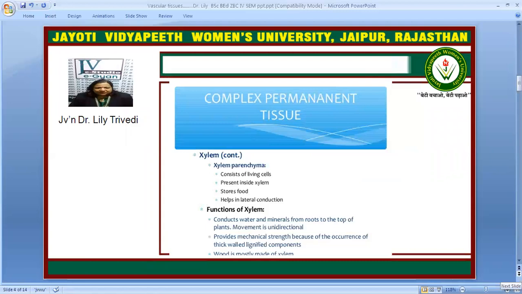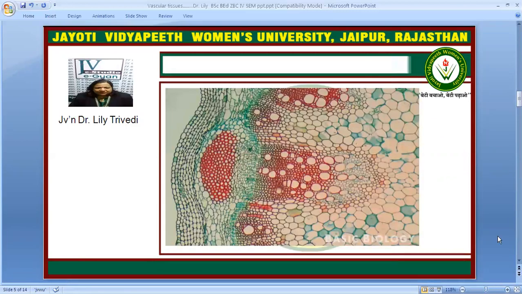So the function is mainly conduction of water from the root to the top of the plant. The movement is unidirectional and it provides mechanical strength. Why? Because thick lignified components of the cells are present. The wood is mainly made up of xylem. Here you can see the vascular bundles of dicot stem, and here you can see the xylem and the phloem tissue.